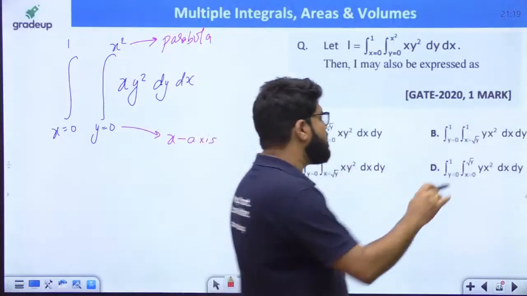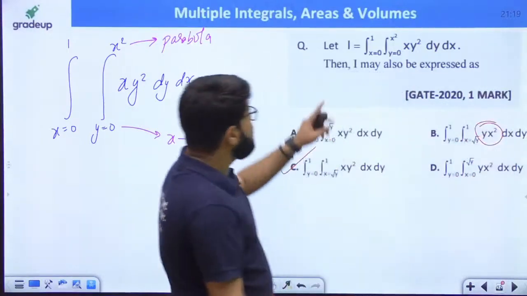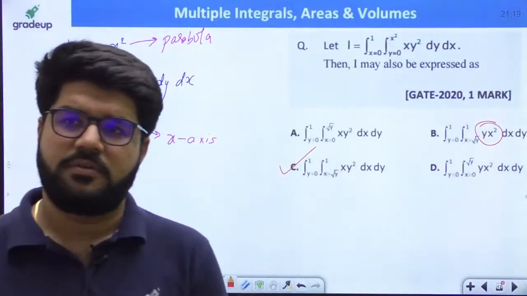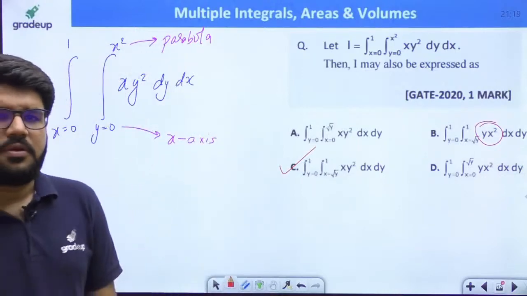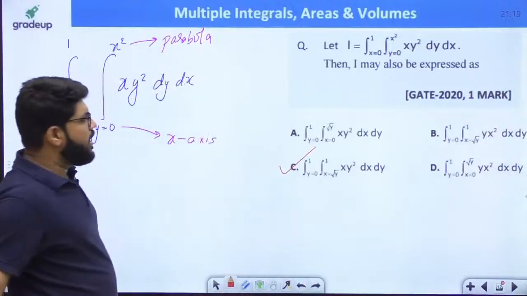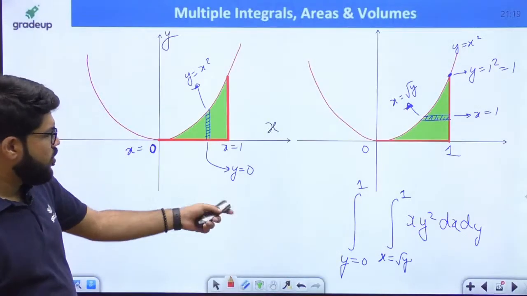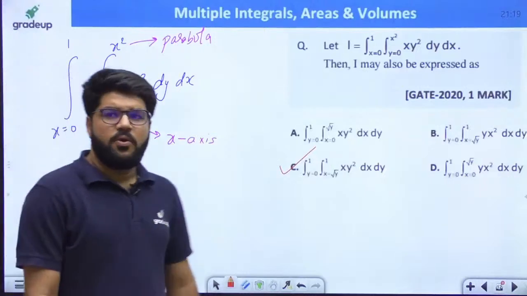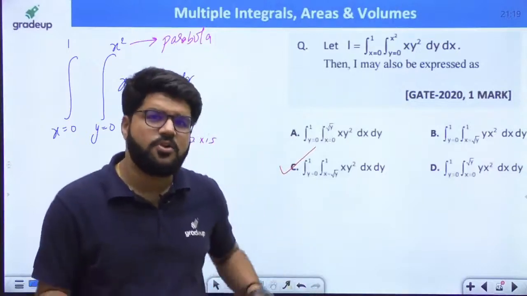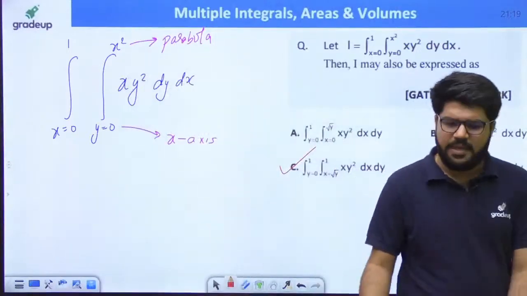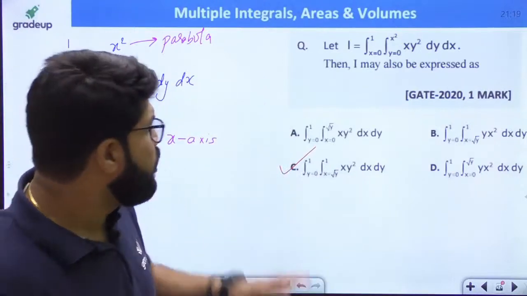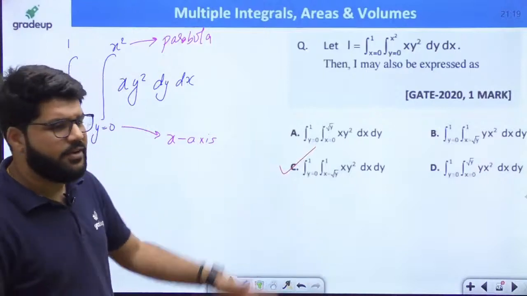See, the function cannot change, guys. The function will not change. That is why B is wrong. So it's option number C only: x is equal to root y to 1, y is equal to 0 to 1, xy square dx dy. We are only changing the order of integration, the limits, the pattern of integration, but the integrand has to be the same. The order of integration has something to do with the regions, with the limits, not with the integrand function.